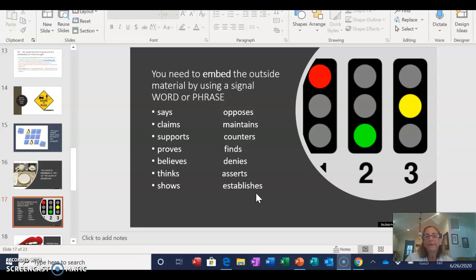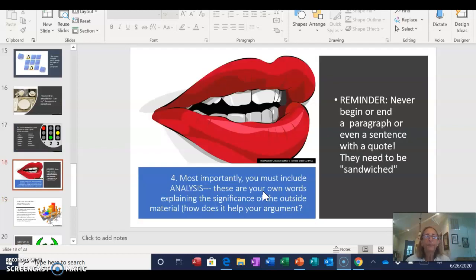And it depends on, obviously, the quote that you're going to use, correct? If you're trying to present an opposing viewpoint, opposes might work, correct? If you're trying to assert something, then claims is better. So really important, don't begin or end paragraphs, even a sentence, with a quote. Quotes need to be sandwiched. There are a few exceptions to this rule.